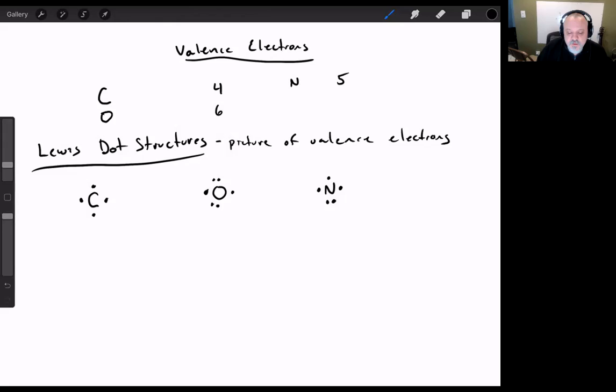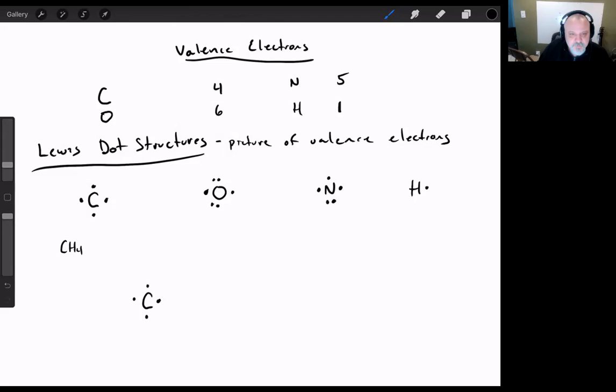Pick one. What about hydrogen? Hydrogen has 1 valence electron, so it would be something like this. So let me show you how this could work. Let's do something like CH4.